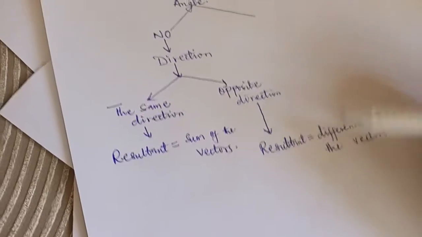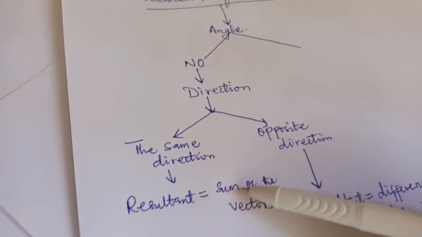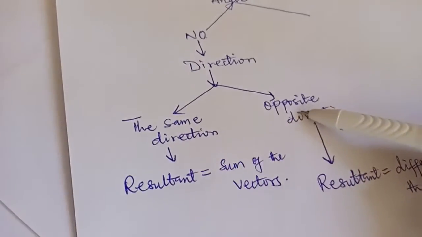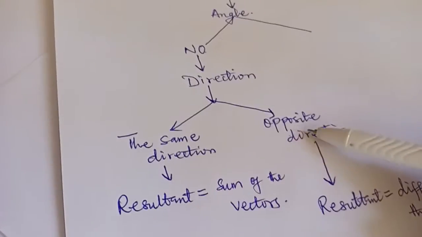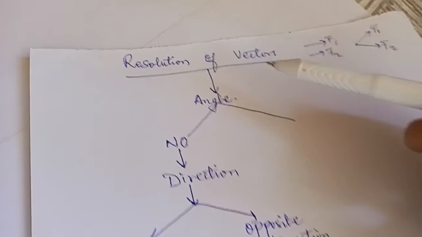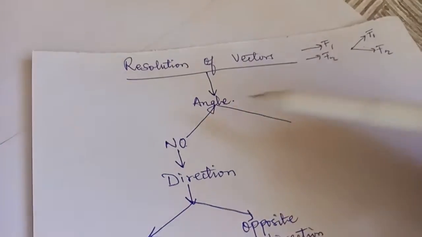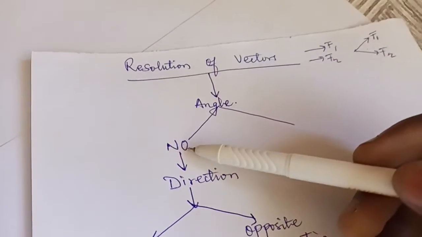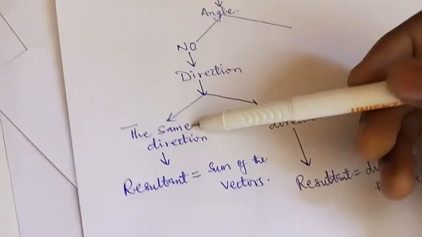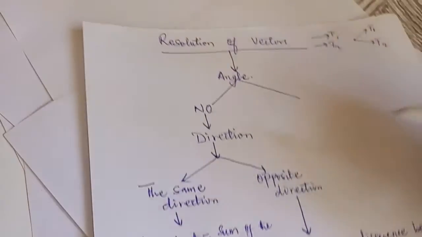In simple terms, it means that you only add two vectors when they are traveling in the same direction, and you subtract two vectors when they are traveling in opposite directions. So now let's go back to the flow chart from the beginning. You check for angle. If they do not make an angle with each other, which is what I categorize here as no, you check for direction. If the direction is the same, the resultant is the sum. If it is opposite, the resultant is the difference between the vectors.